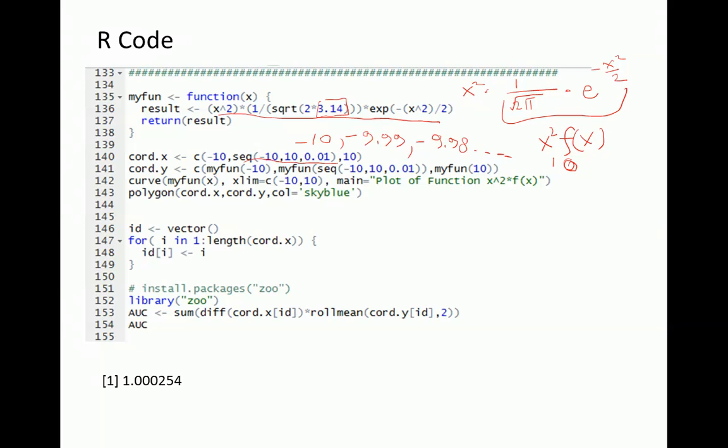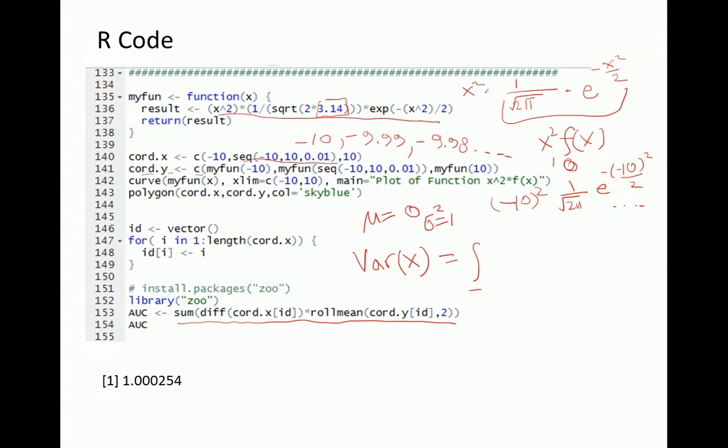And then for each x value, I computed the y values. So for each x, I computed negative 10 squared times 1 over square root of 2 pi times e to the power of negative 10 squared over 2, and that for all x in my sequence. And here I actually created the summation, because remember, our variance of x when the mean is 0 and sigma squared equals 1 is the integral from negative infinity to infinity of x squared times 1 over square root of 2 pi times e to the power of negative x squared over 2. So that's what I'm doing here. I computed this term for my sequence of x, and then I summed them all together. And here I got approximately 1.